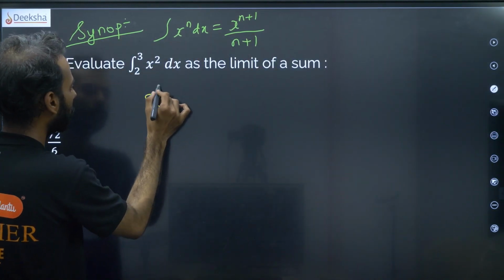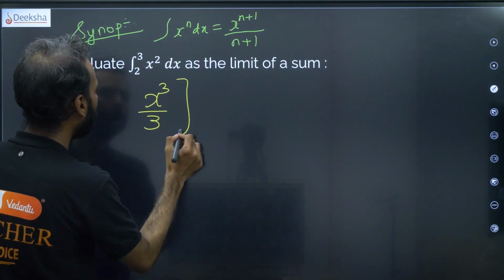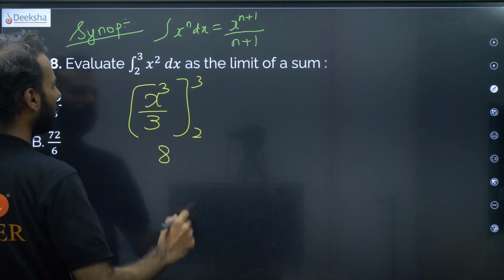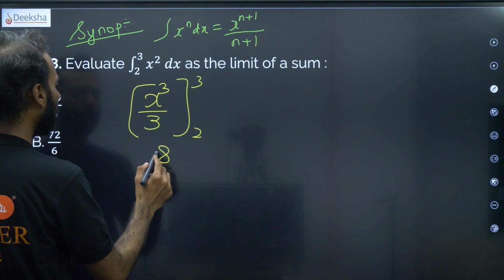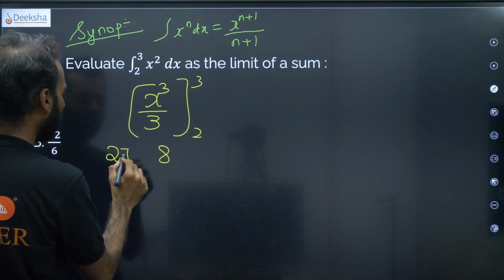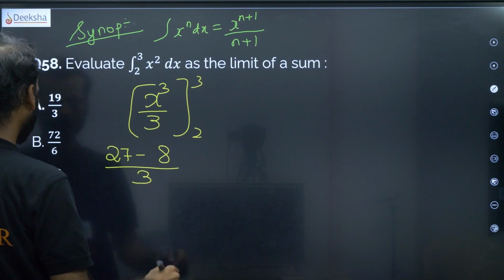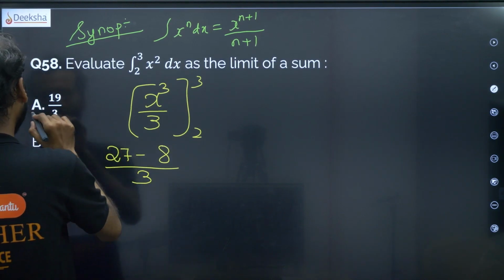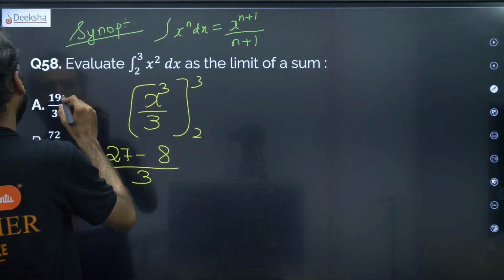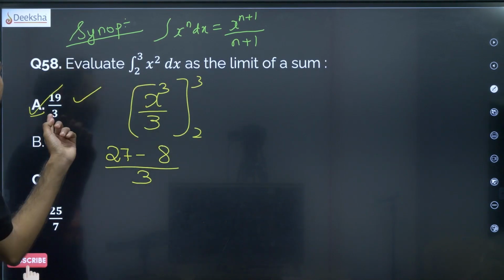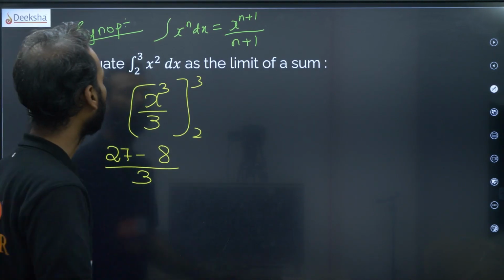X raised to 3 by 3, with limits 2 to 3. 3 cube is 27, minus 8, by 3. Substitute: 27 minus 8 is 19 by 3. So 19 by 3 is the answer. A is the answer for this. Moving on to the next problem.